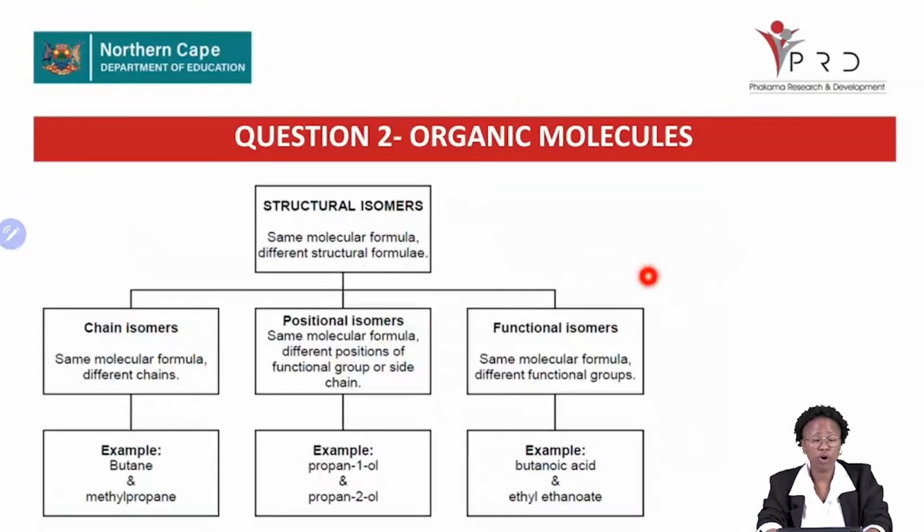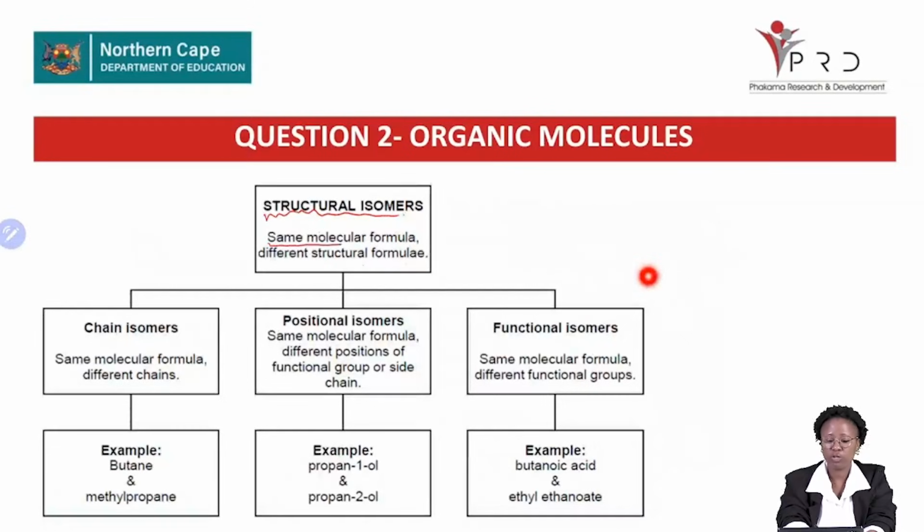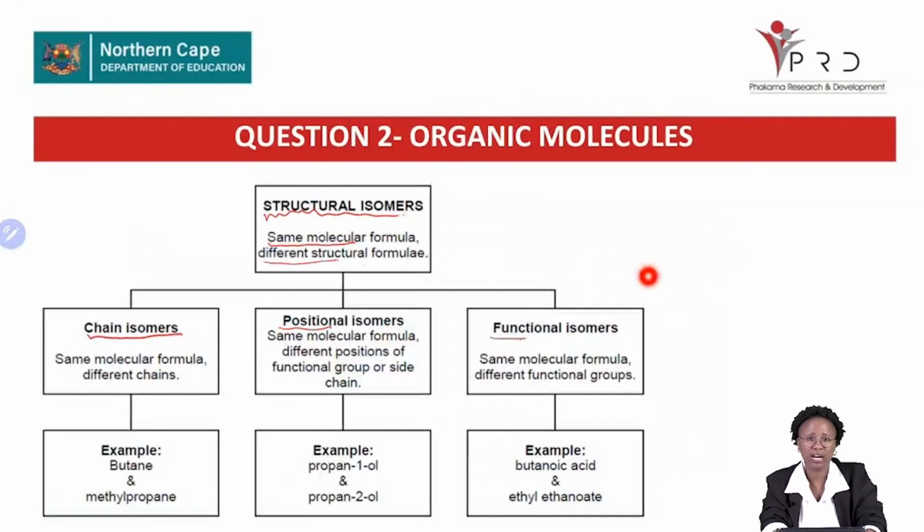Now, as we move on, still on question 2, what do you need to remember as you are practicing? Remember, there are different types of structural isomers. Isomers are organic compounds that have the same molecular formula. Their molecular formula is the same, but their structural formulas are different. How are they different? One, you have chain isomers. The other one is the positional isomer. And the last one is the functional isomer.